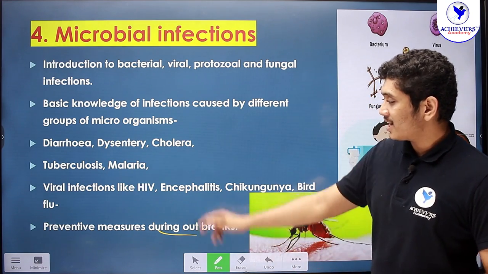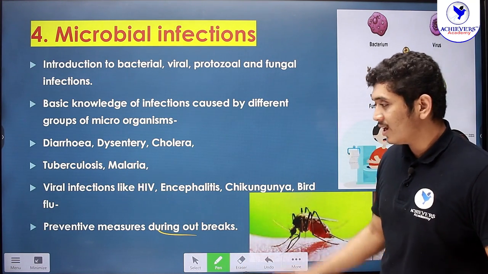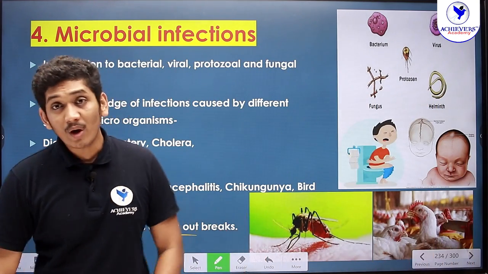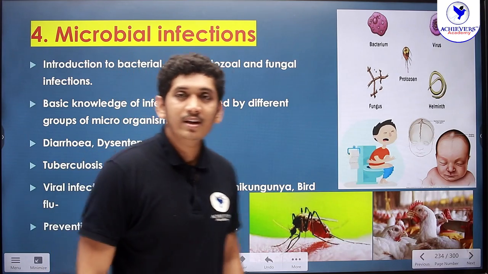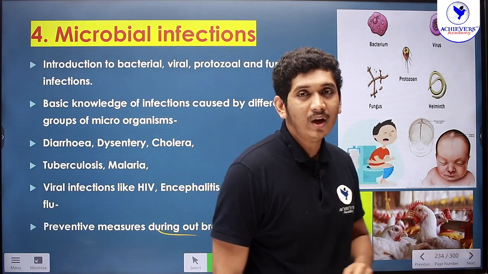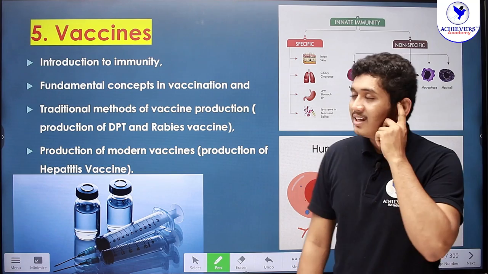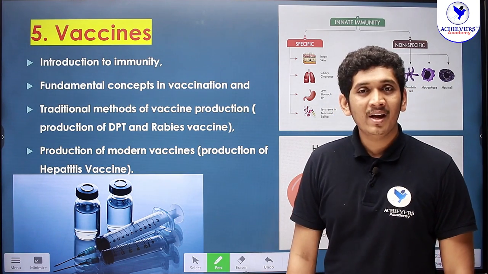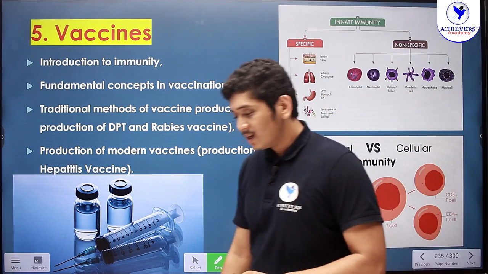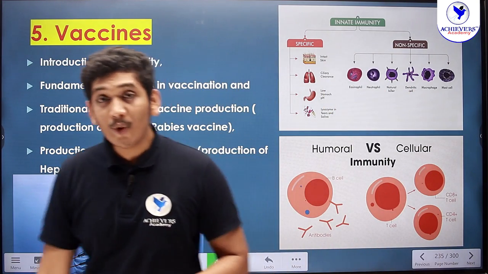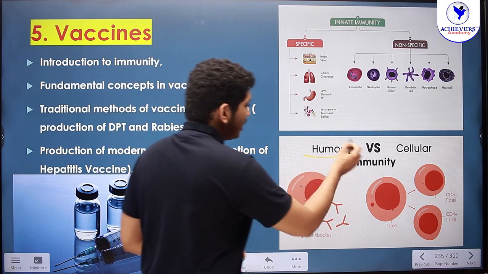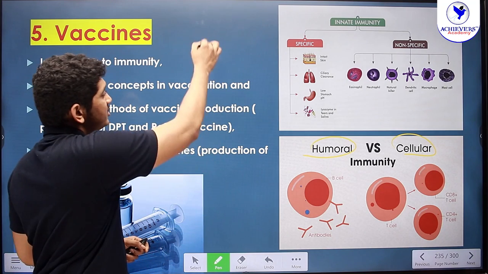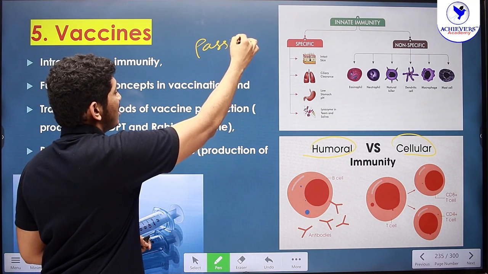Next, viral infections like HIV, encephalitis, chikungunya, bird flu, each and every topic will be dealt with very separately. Quality notes will be given with figures. Okay. Next, the last chapter, vaccination, a very funny and very easy topic. Hopefully you'll enjoy. Here you will be learning about immunity. For example, what is humoral immunity? Here, humoral and cellular immunity. Simply I can say passive and active immunity systems. Passive and active.